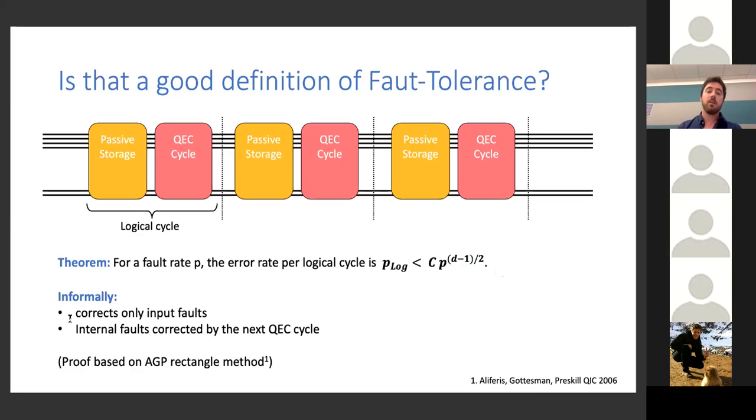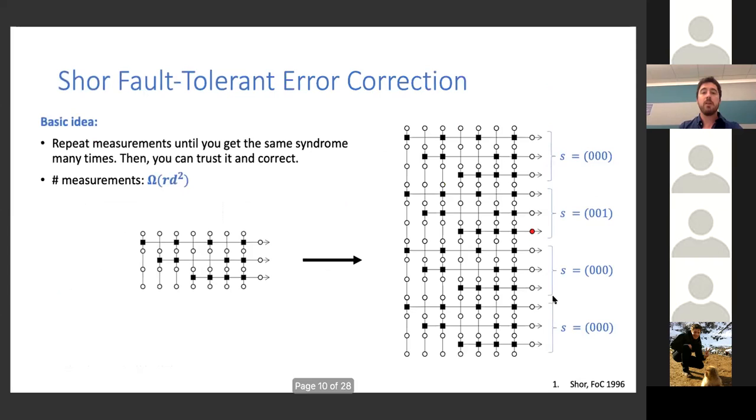And it works because we will correct input errors. We will correct errors that occur before the error correction cycle. And internal faults will be moved to the next stage and corrected by the next round of error correction. And we can prove that by applying the rectangle method from Aliferis, Gottesman, and Preskill. It's a simplified version, but the same argument. So it's a good definition of fault tolerance.